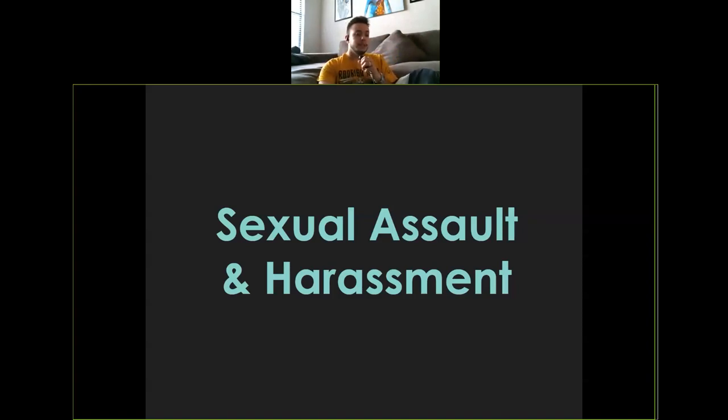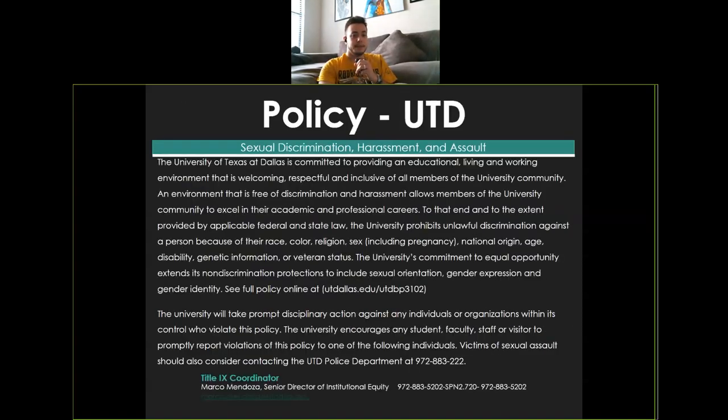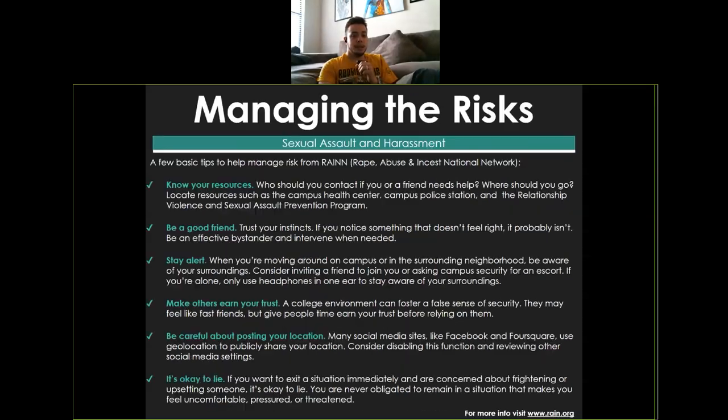When it comes to sexual misconduct, it's not limited to these definitions here, but also through state and federal law, as well as the Title IX education policy. So remember, always know your resources, be around good friends, making sure people are earning your trust, and you're staying alert, and you're always careful whenever you're posting your location.